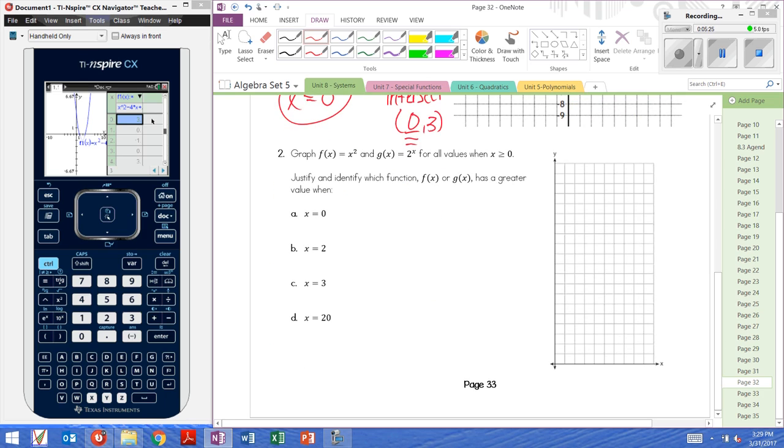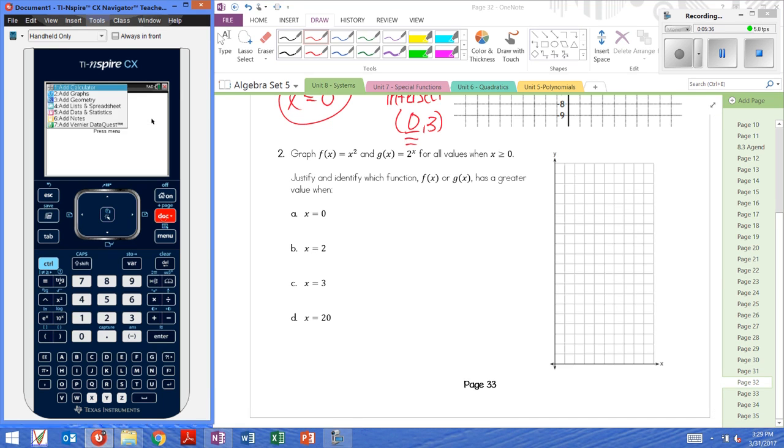Number 2. Looks like we have to graph x squared and 2 to the x on the same graph. So I think table of values time is important, so I'm going to add a new page, add a graph. You know what, go ahead and pause the video because you have your calculators, and I want you to graph these two functions just on the calculator.